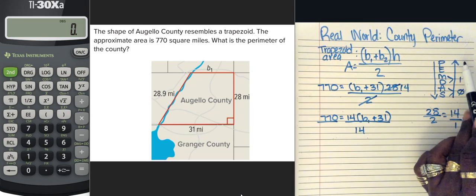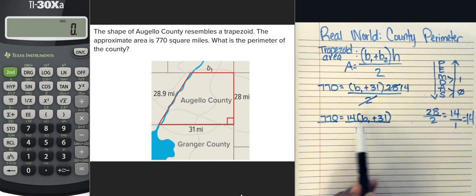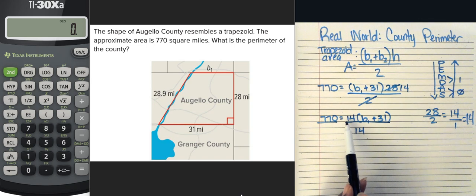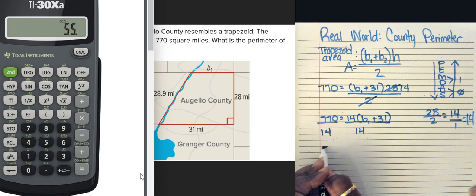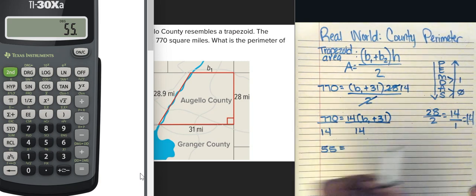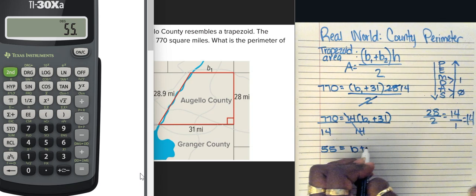Remember, I'm just going through PEMDAS. I didn't see any addition outside of the parentheses. The only operation outside of the parentheses is multiplication. So I'm going to divide both sides by 14. If I take 770 divided by 14, that gives me 55. And that is going to be equal to, remember, if you're multiplying or dividing, you want that result to become 1. So that is equal to B plus 31.